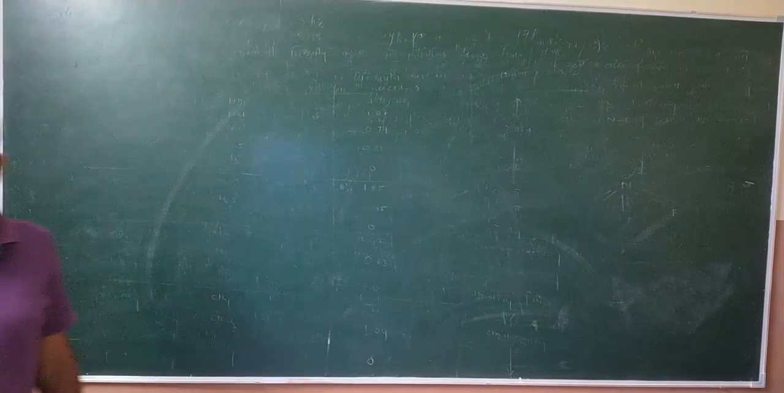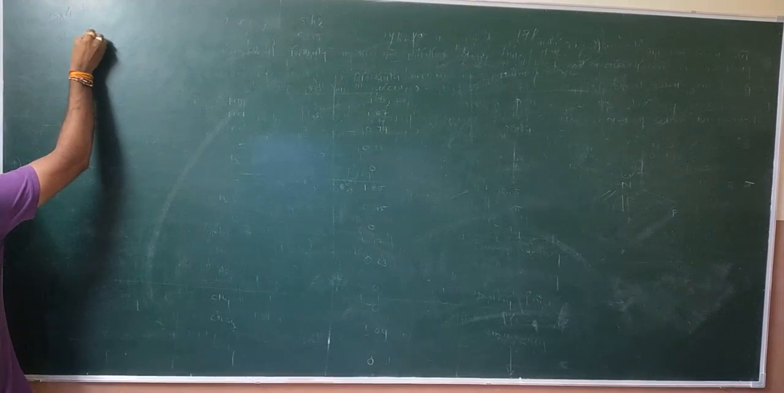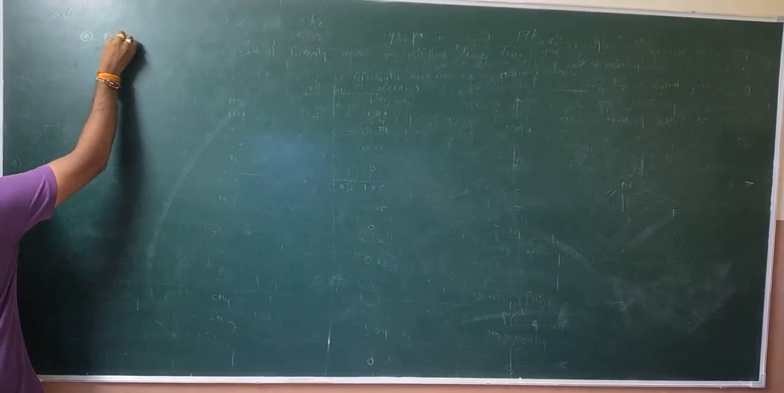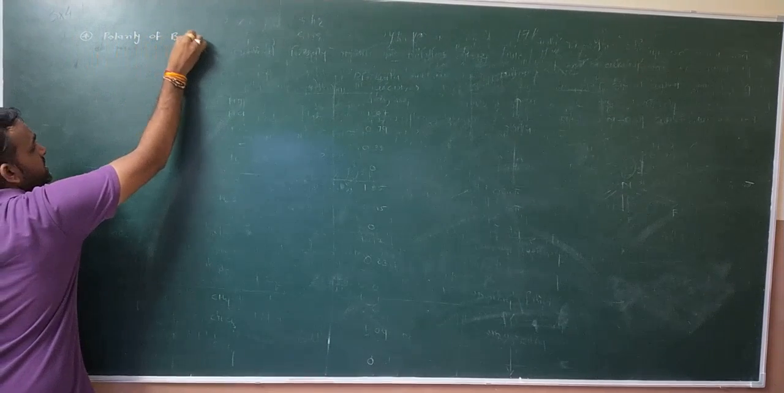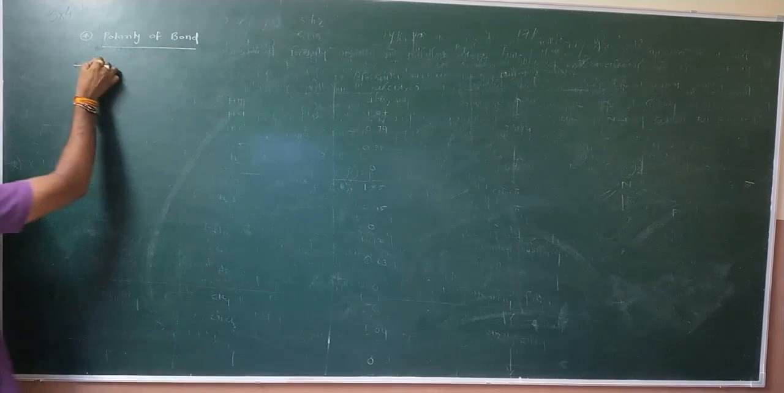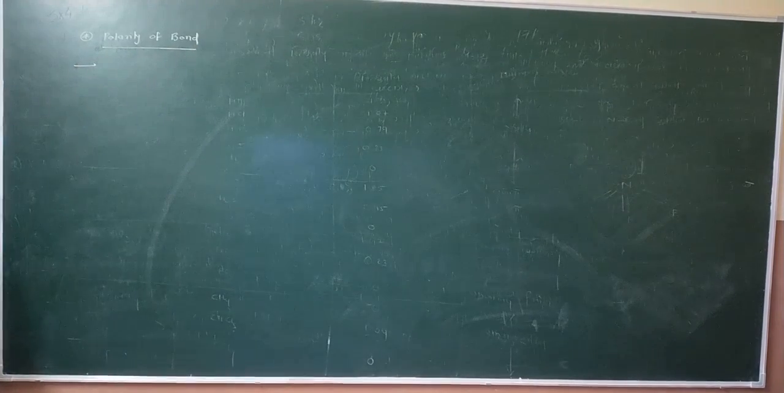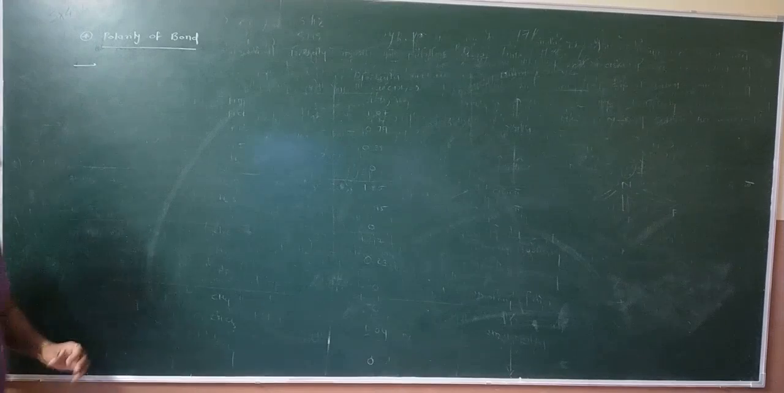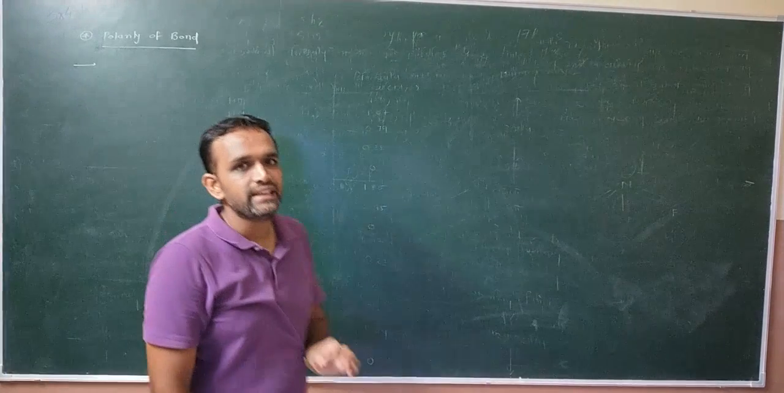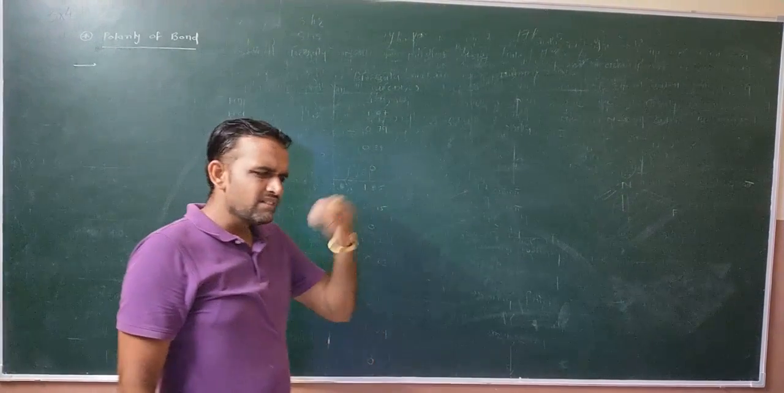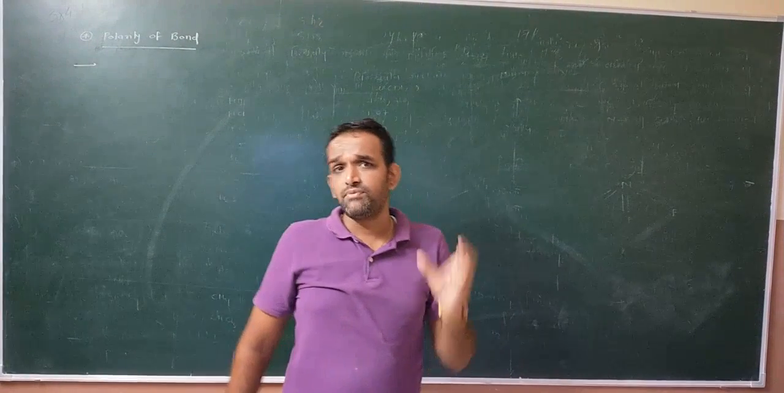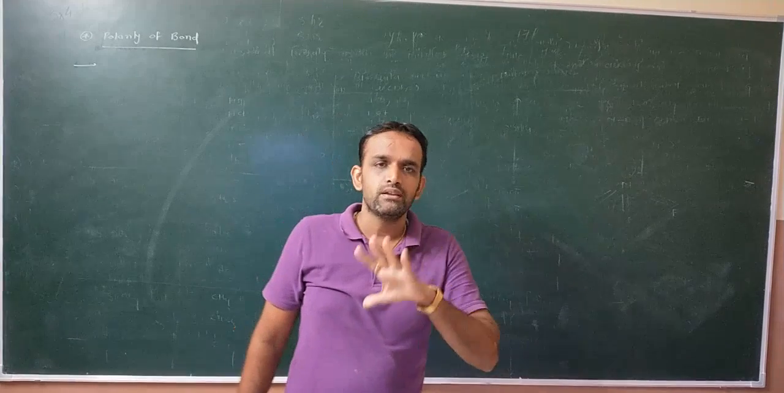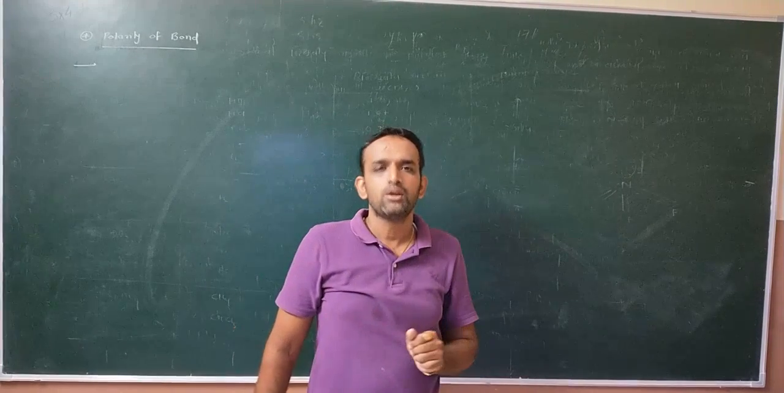Okay. Now today, the next topic is the polarity of bond. Let us start with bond polarity. Now what do you mean by bond polarity? Any chemical bond is not completely ionic nor completely covalent, right? If an ionic bond is there, then there is some covalent character, and if a covalent bond is there, then there is some ionic character. It is not completely ionic and not completely covalent, right?